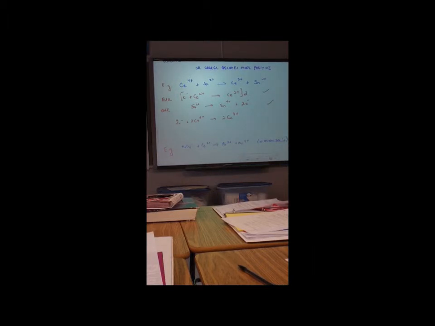Lastly, I'm going to add these 2 half reactions together. Notice that the electrons cancel out, and so I'm left with 2 cerium 4 plus ions plus Sn 2 plus ions, yielding 2 cerium 3 plus ions and 1 Sn 4 plus ion. So this would be the final answer.